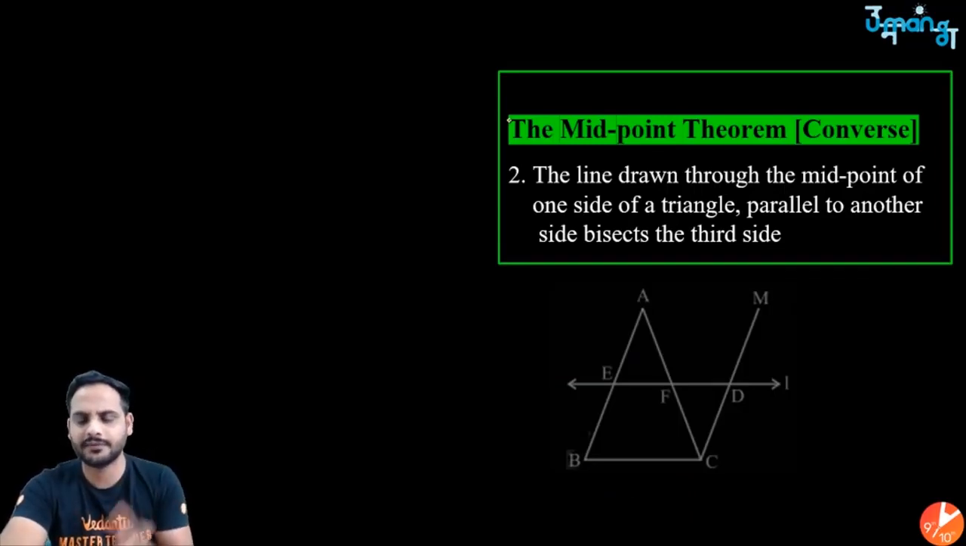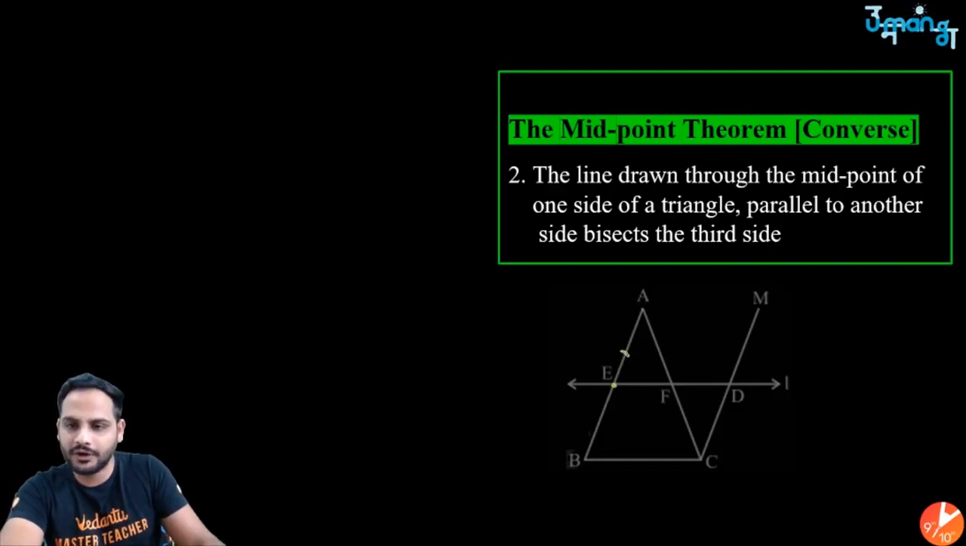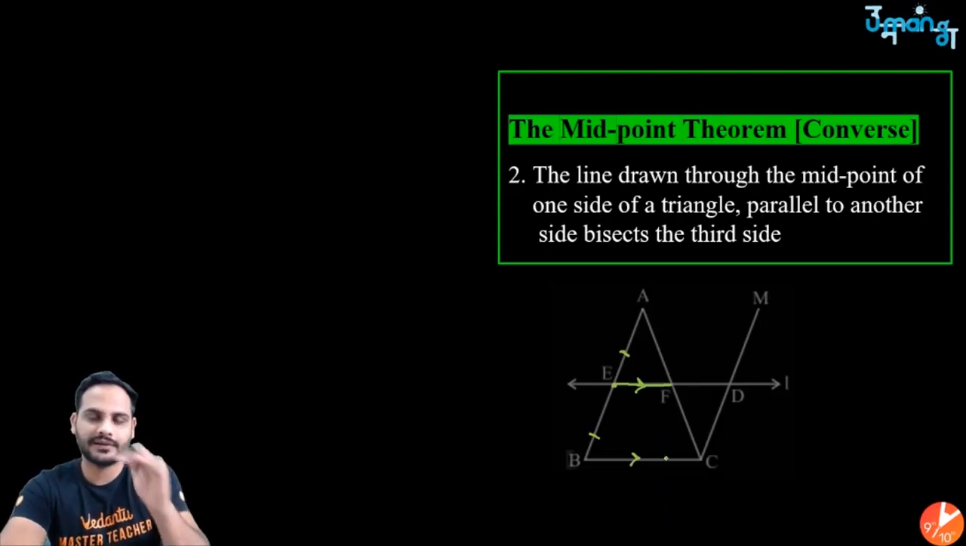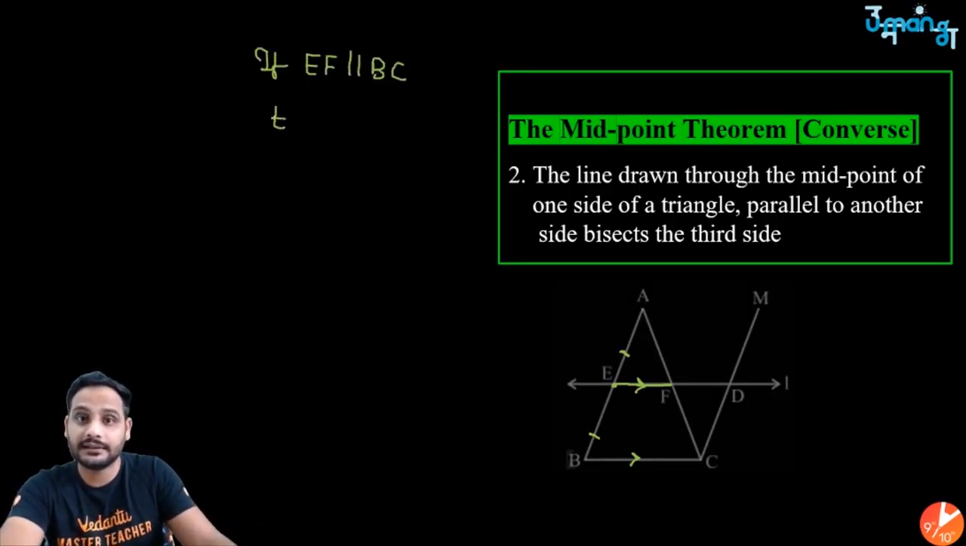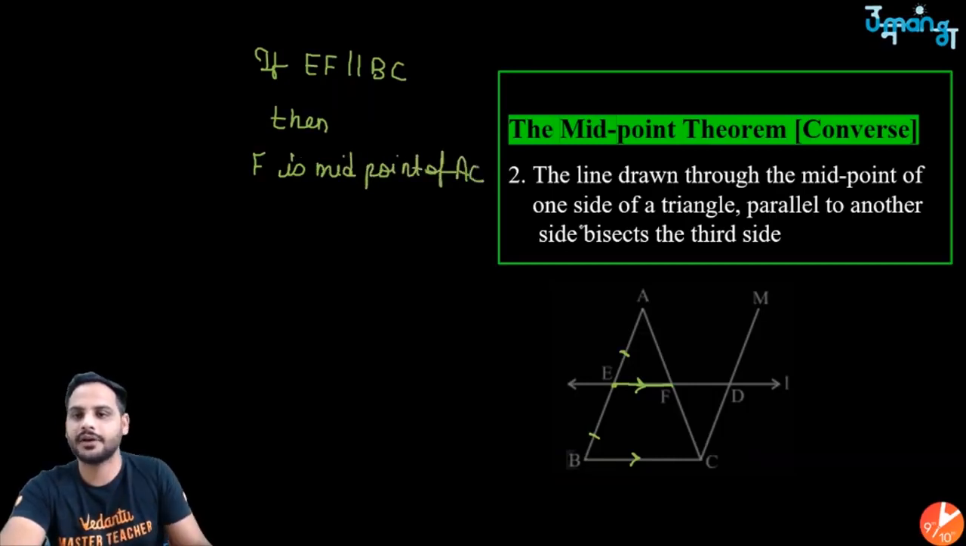So it is just the opposite of that. In that, we will say suppose E is the midpoint of AB, and through E I am drawing a line. Now look, the line can be drawn in many ways, but I will draw a line in such a way that it is parallel to BC. So through the midpoint of any one side of a triangle, if I draw a line parallel to another side, EF and BC are parallel, then this line will intersect the third side at its midpoint. Then we can say F is the midpoint of AC.